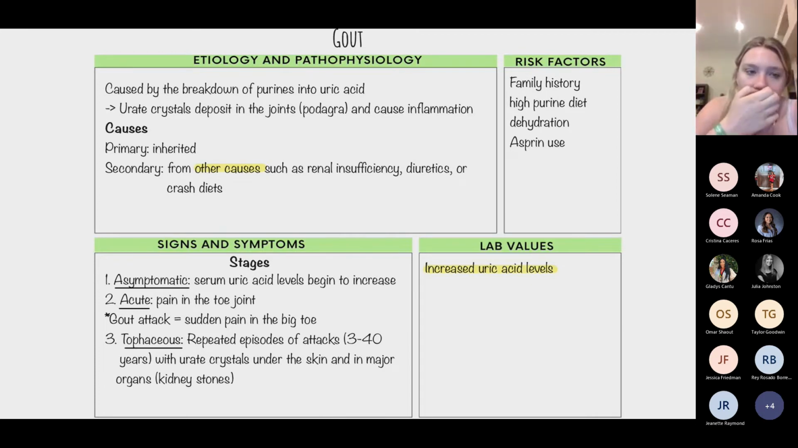There's about 3 different stages of gout. You have your asymptomatic stage. If you check uric acid levels, you'll see that begin to rise. Acute, that's when we have a lot of that pain, specifically in the toe joint. That's more of your gout attack. And then you have your third stage, which is chronic tophaceous. This is when they have repeated gout attacks, and then they can actually develop urate crystals under the skin and in the organs. So not very good if we're developing a lot of kidney stones.